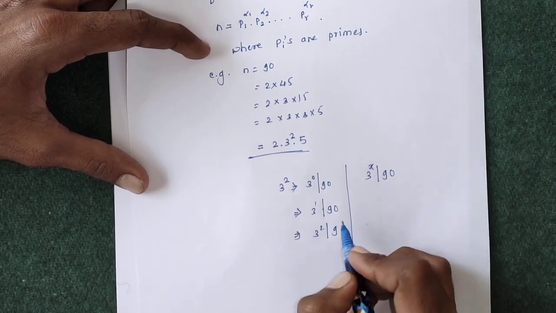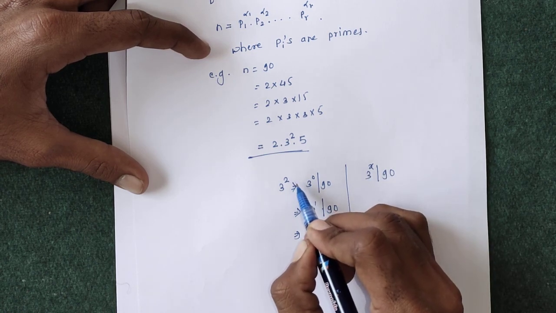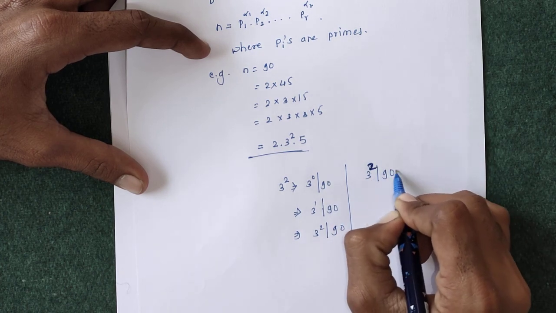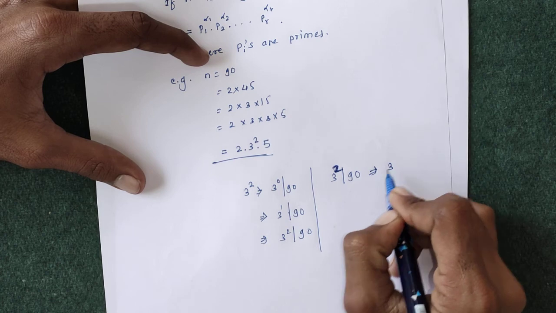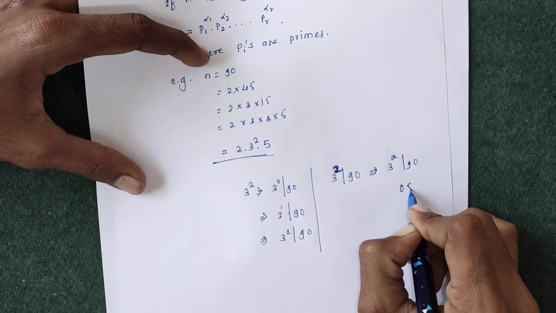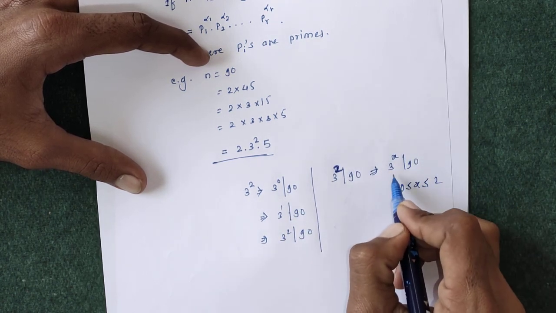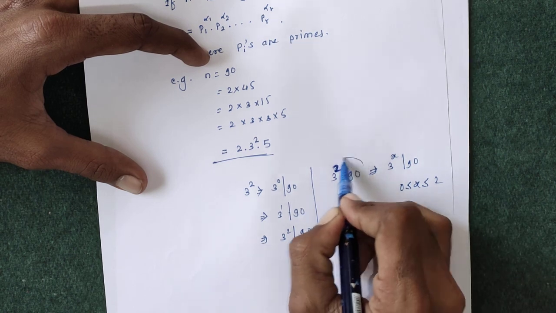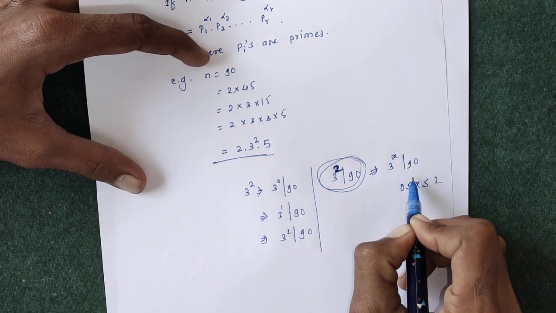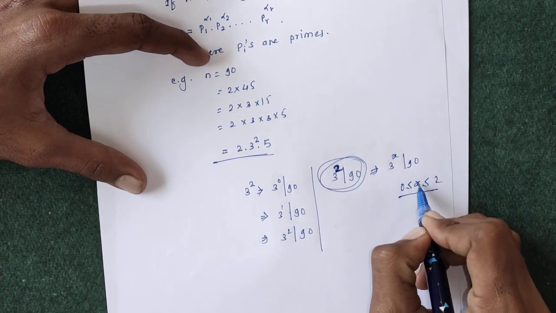So, there are 3 possibilities here. Suppose x is equal to 2, then 3 raised to 2 divides 90. If I generalize this result, 3 raised to x divides 90, and there are 3 possibilities of x, which are 0, 1 and 2.